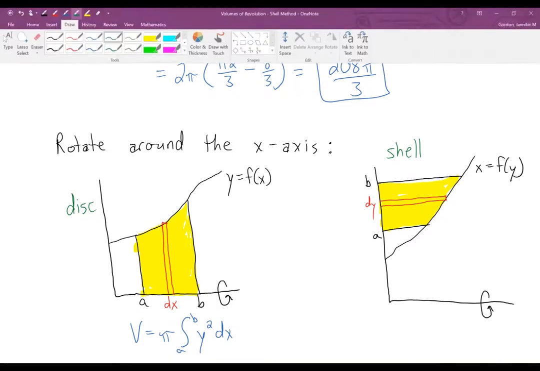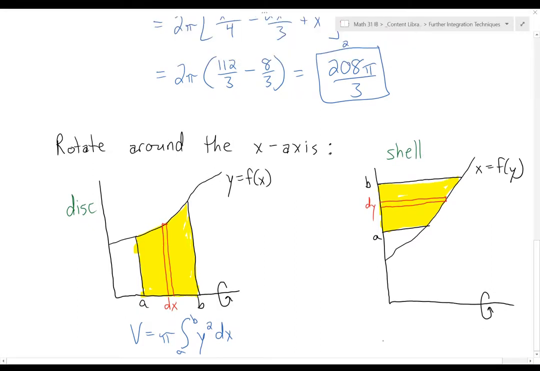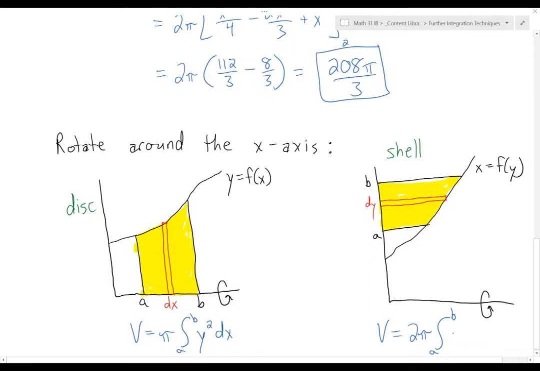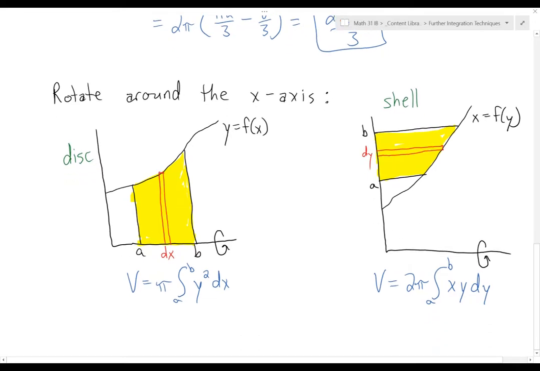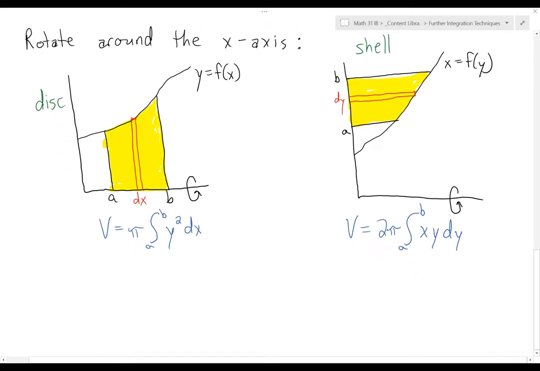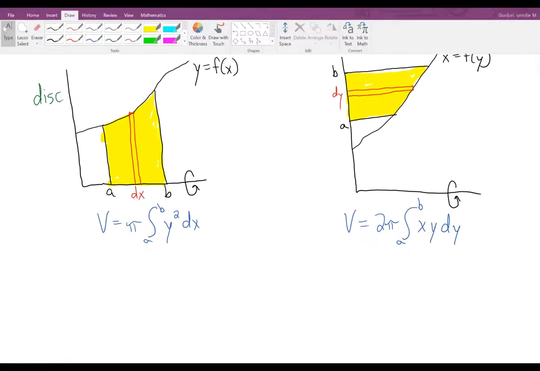And that would mean that the volume here is 2 pi times the integral from a to b of xy dy. So those would be the 2 situations if we're rotating around the x-axis.